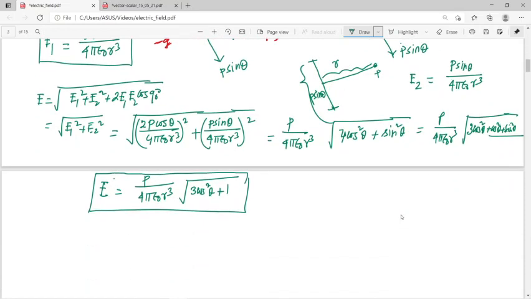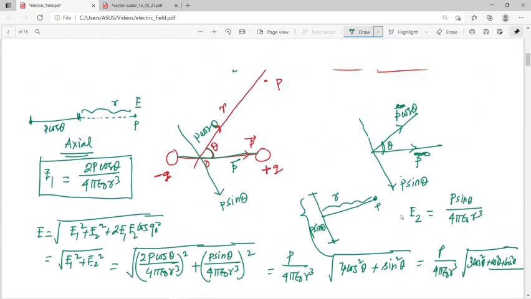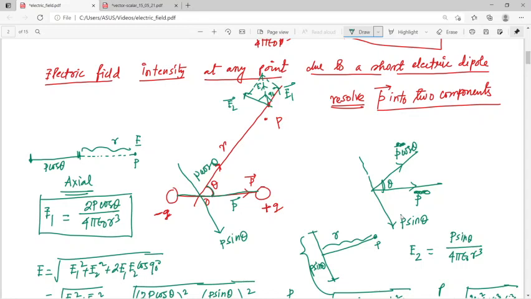And of course, what should the direction be? If we want to find the corresponding direction, we can take this particular angle as alpha. That means tan alpha can be written as E2 by E1. This is also E2, because this is E2, this is also E2, and this is E1. That's why tan alpha is equal to E2 by E1.